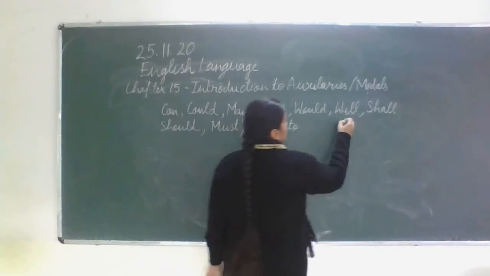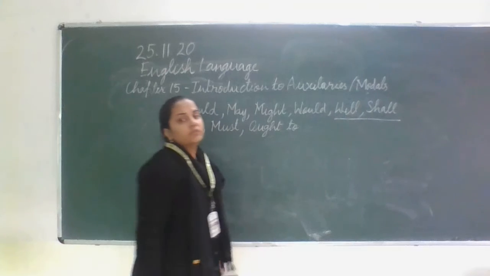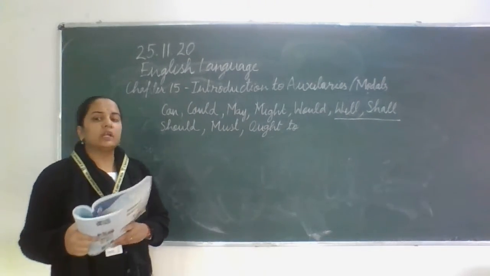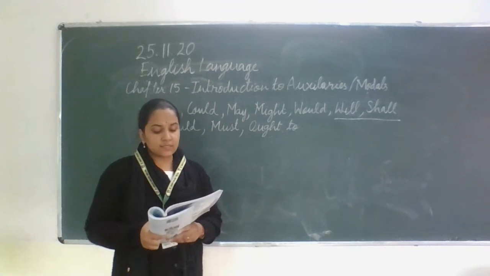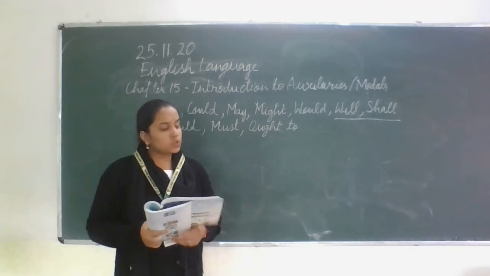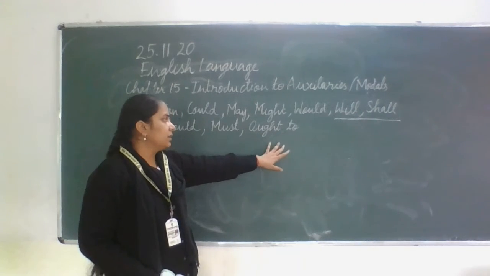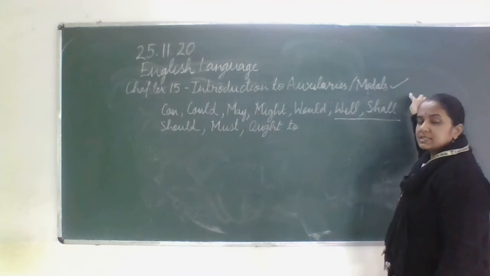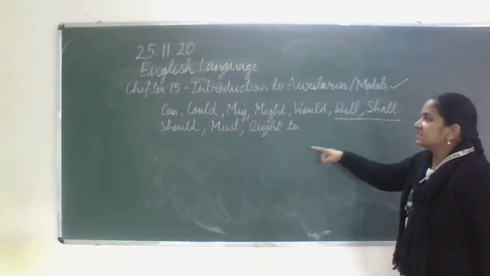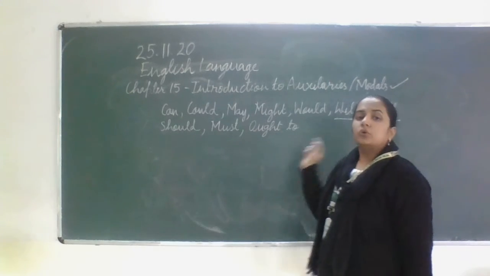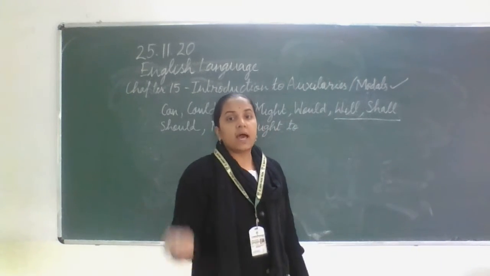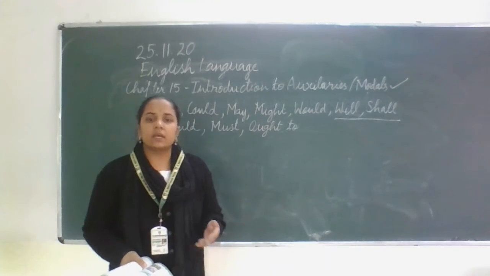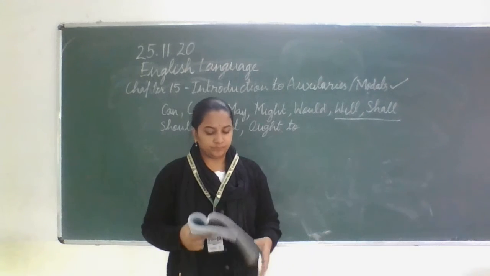Out of these, will and shall we have learned in the tenses, but the rest of the verbs we did not discuss when we were discussing the tenses. So these auxiliary verbs are known as the modals. We are also discussing the modals here, and we use these in our sentences when we write or when we speak in the English language.